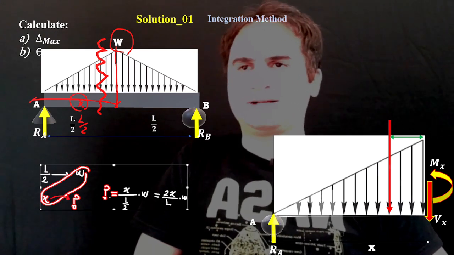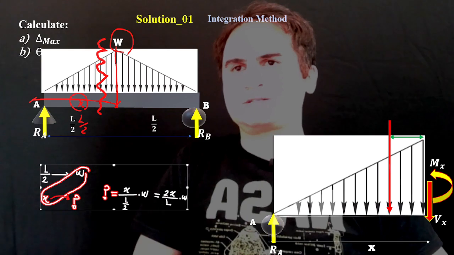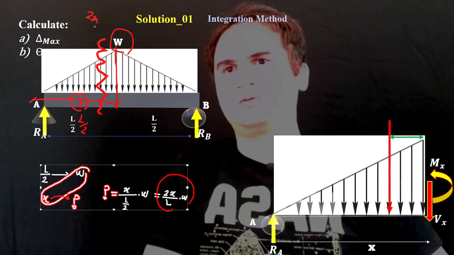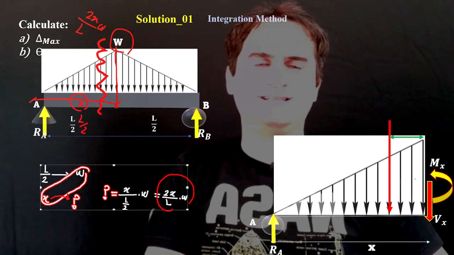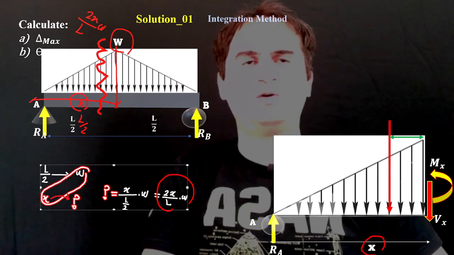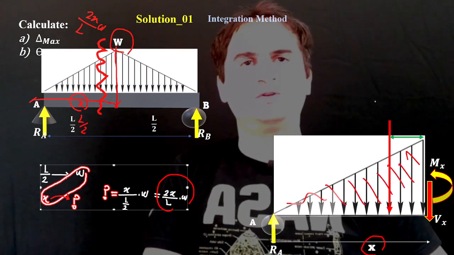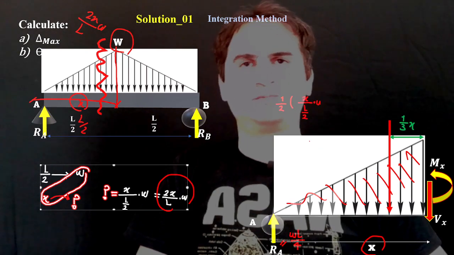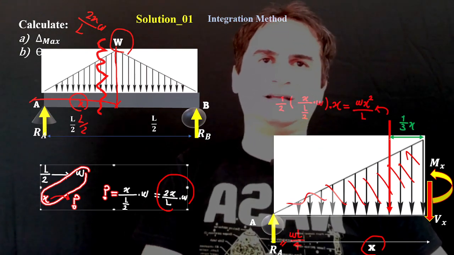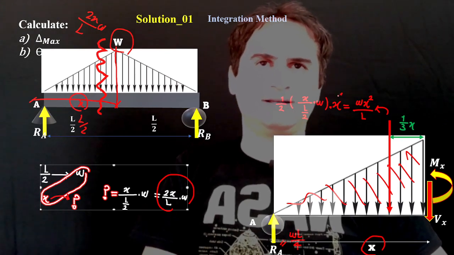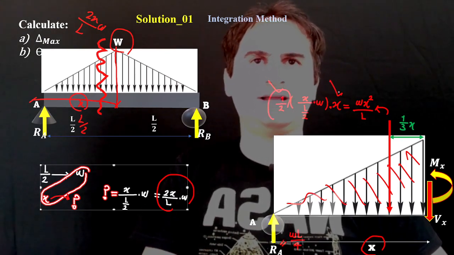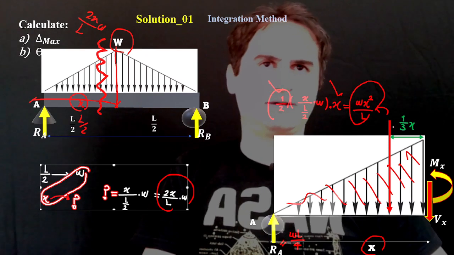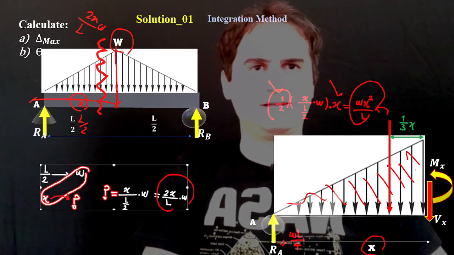If you travel from A to B, the intensity at length x turns out to be 2x over L times W. If we convert the distributed load to a concentrated load at the centroid, it is half of the intensity times the distance, which gives a force of W over L times x squared, acting at a distance of one third from the base.